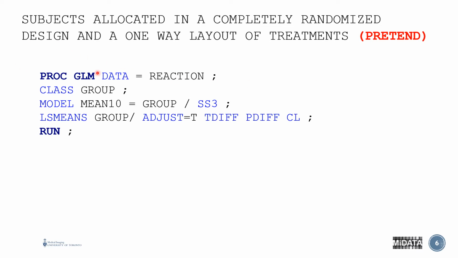PROC GLM, you guys recognize that. Of course, your class variable is group, no surprise. We're using as an outcome the mean of 10 games. Here is your group variable once again as an independent predictor. I'm here specifying I'm only interested in the sums of squares type 3 to be displayed. If you remember a few slides back, I said pay attention. You should only be looking at type 3 sums of squares in your ANOVA output. Least square means, of course, we're asking for the t-test comparison between groups as well.